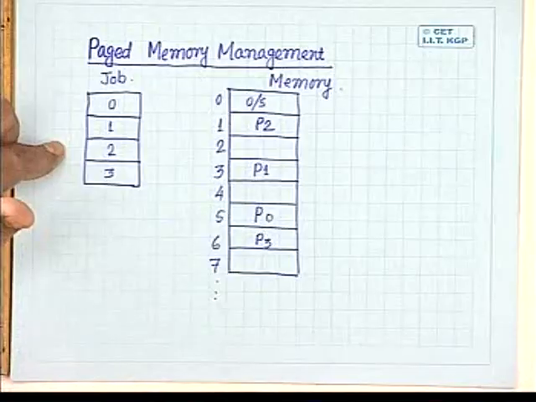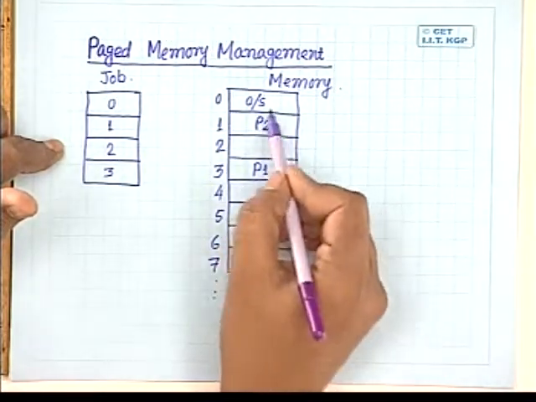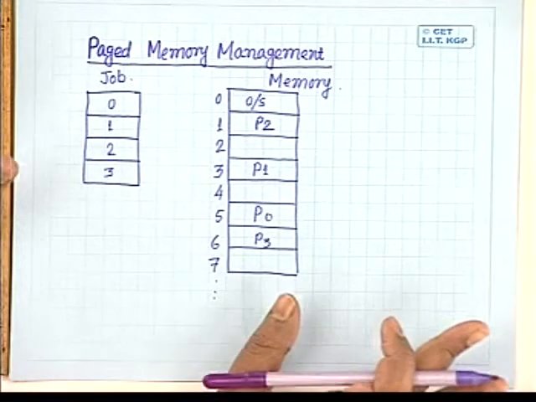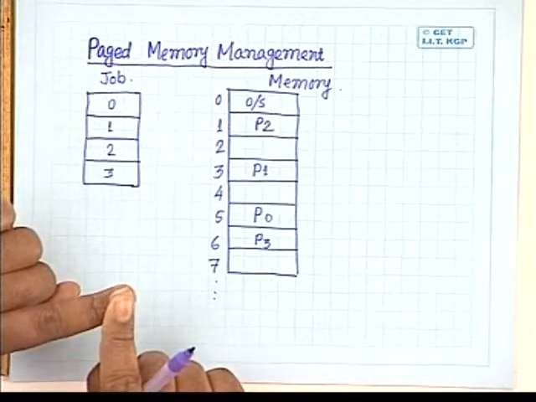But when the CPU executes this process, the CPU will generate logical addresses without bothering about where these pages are placed. So I must have some mapping which tells me, for a particular logical address generated by the CPU, in which frame the corresponding page is loaded. So there must be a mapping function which maps the logical address space into a frame number. Then once I know the frame number, I should be able to find out the physical address.